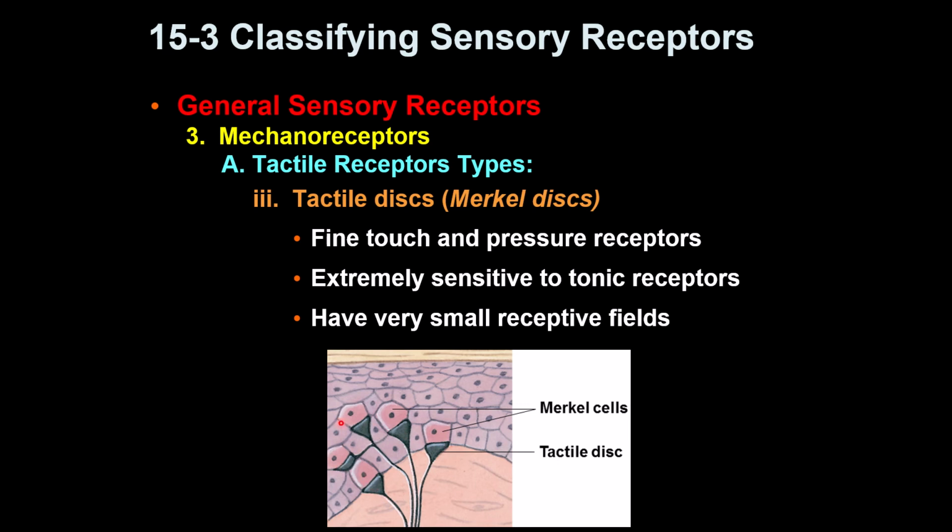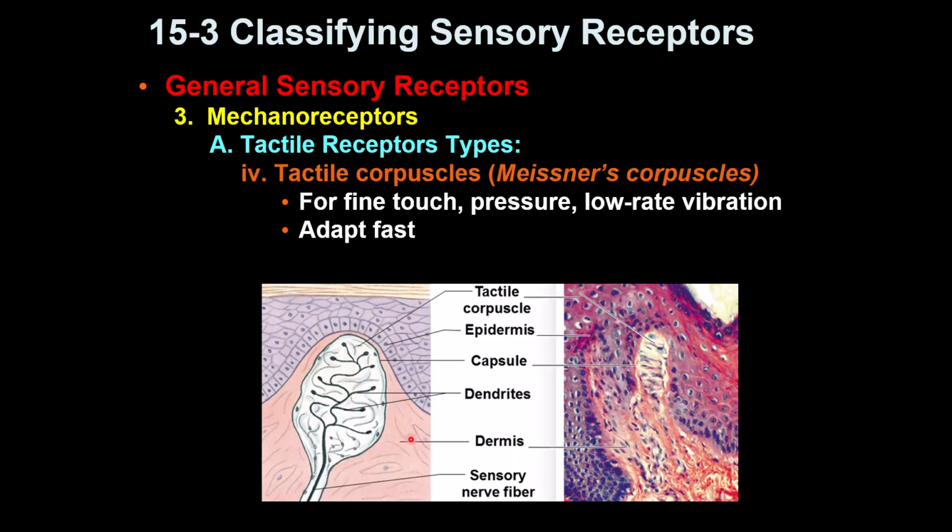So specialized epithelial tissue, these are the Merkel discs, and these are the tactile discs that are connected with nerves. So these are nerve endings. The dark area that you see, these are the nerve endings, but very, very similar in function to free nerve endings. The fourth one is called the tactile corpuscle or Meissner corpuscle.